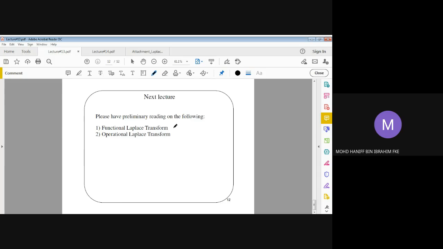So I think we have done lecture 13 and we can now proceed with lecture 14, which is on the properties of Laplace transform. Two properties will be learned. The first one will be on the functional properties and the second one will be on the operational properties of Laplace transform. So let us proceed now with lecture 14.